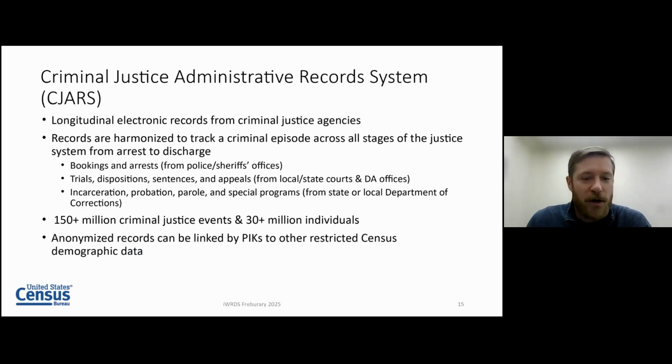A little bit more information about the CJARS. It's a longitudinal electronic record from criminal justice agencies. This data is harmonized across all systems to be convenient and usable for researchers, and it contains 150 million criminal justice events and 30 million individuals. The important thing is this data is anonymized and it can be linked to other census records.